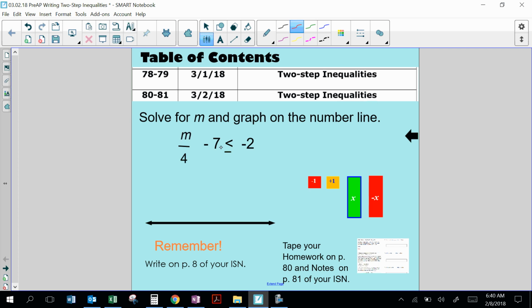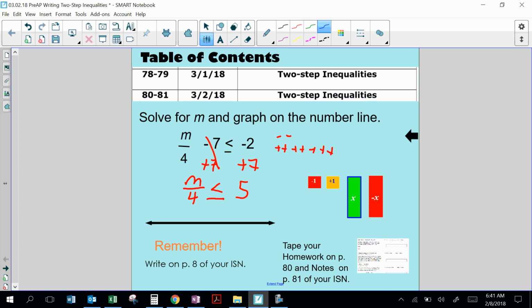Well, let's get rid of this constant. What is the inverse or the opposite operation of minus 7? Plus 7. Are we done? No, you've got to balance it on the other side. So this cancels out. M divided by 4 is less than or equal to, when you have 2 negatives and 7 positives, that's positive 5. So we're good so far.